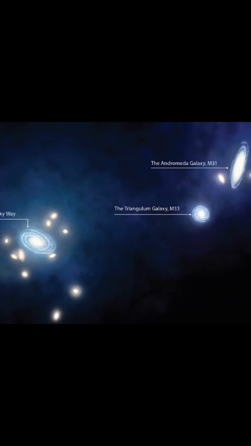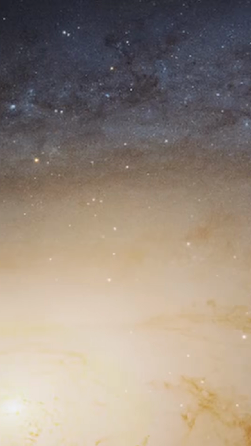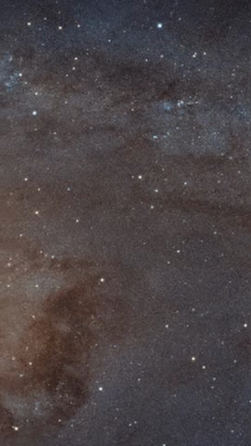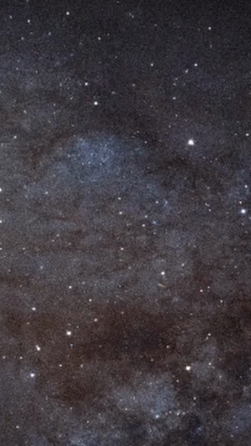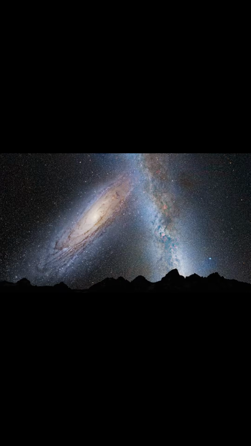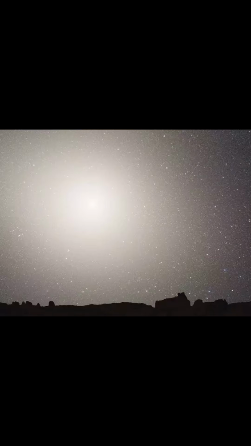M31 is the largest and most massive member of the local group of galaxies, which also includes the Milky Way, the Triangulum Galaxy, M33, and more than 40 smaller galaxies. The Andromeda Galaxy contains 1 trillion stars, more than twice as many as the Milky Way, which is home to about 200 to 400 billion stars. The two galaxies will collide in about 3.75 billion years. The collision will likely result in a new giant elliptical galaxy being formed.